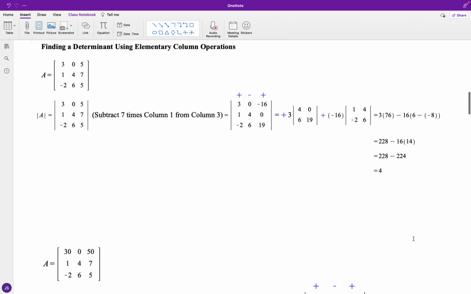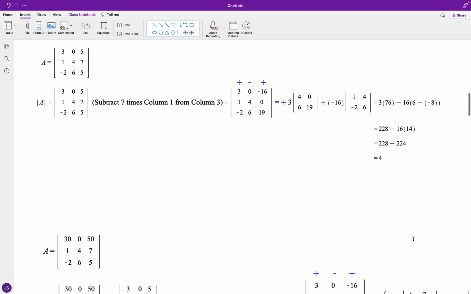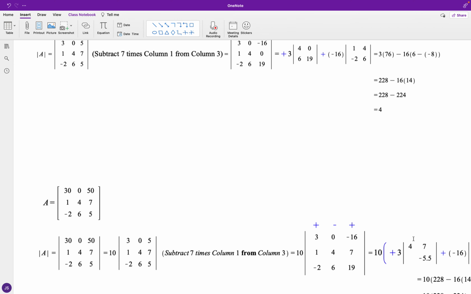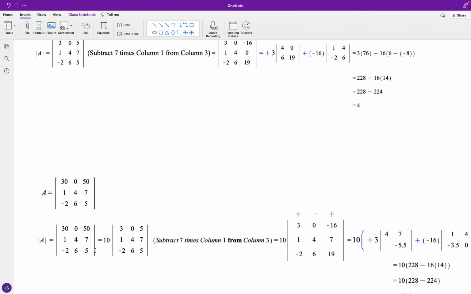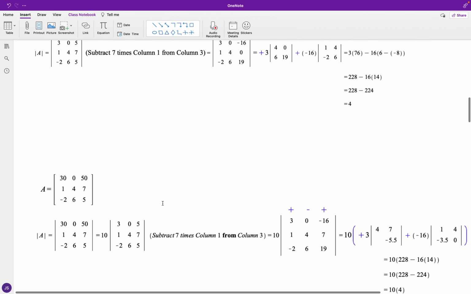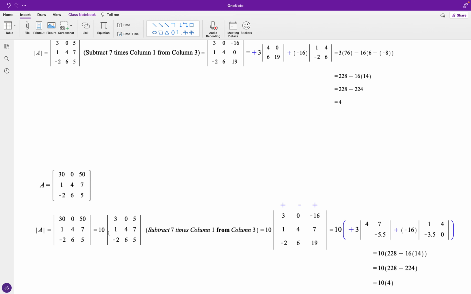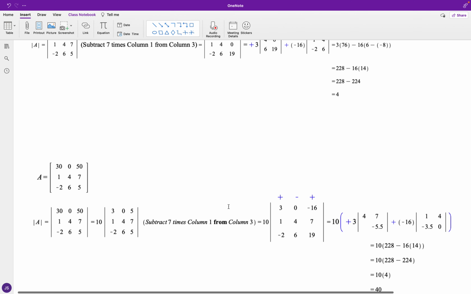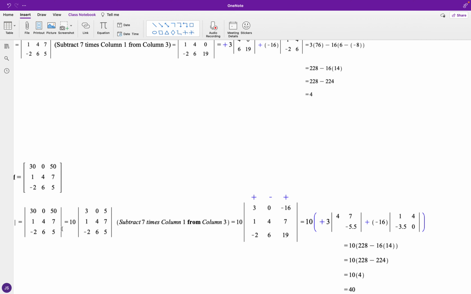And let's say that if I were to continue, and I had 305 changed over to 30, 0, and 50, it's going to be the same operation, but this time around I'm going to factor out 10 in reference to the first row. So I'm going to have 10 times 305, 147, negative 265, and basically it's going to be the same exercise all over again, except we are now multiplying by the factored out 10.